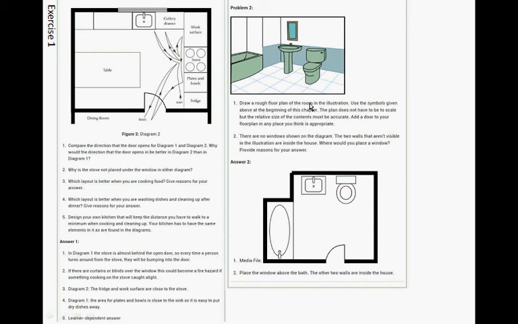Draw a rough floor plan of the room in the illustration. Okay, so this is the floor plan. Use the symbols given at the beginning of the chapter for the toilet and bathtub and so on. The plan doesn't have to be to scale. There are no windows shown in the diagram. The two walls aren't visible on the illustration.